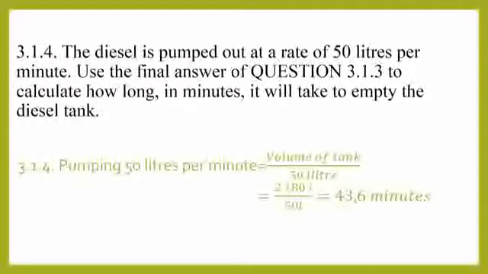Let us calculate it. Pumping 50 liters per minute is equal to the volume of the tank divided by 50 liters. And what is our volume? In question 3.1.3, we got our volume as 2,18, which is the same as 2,180 liters. You divide 2,180 liters by 50 liters equals 43.6 minutes.